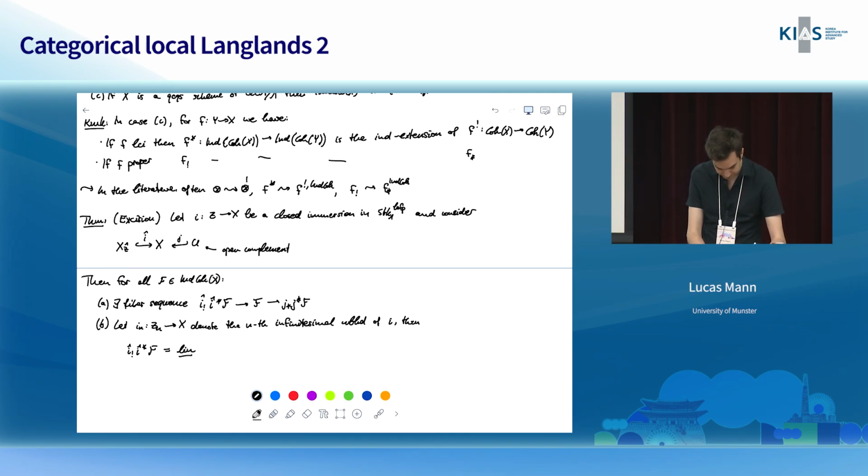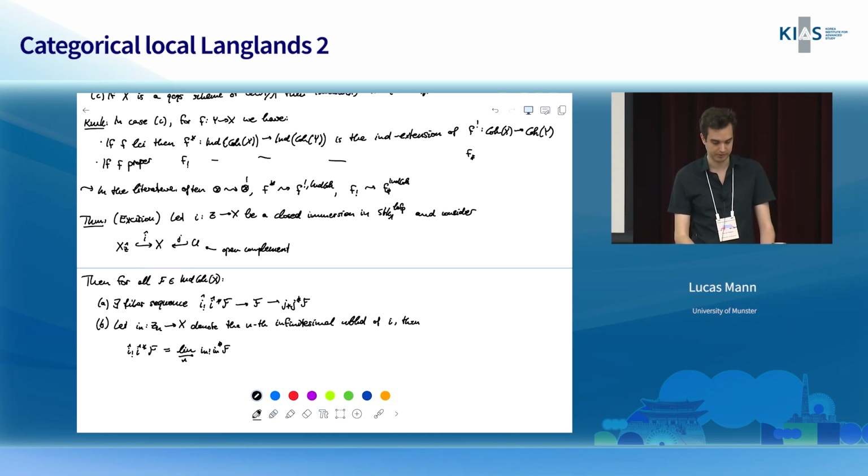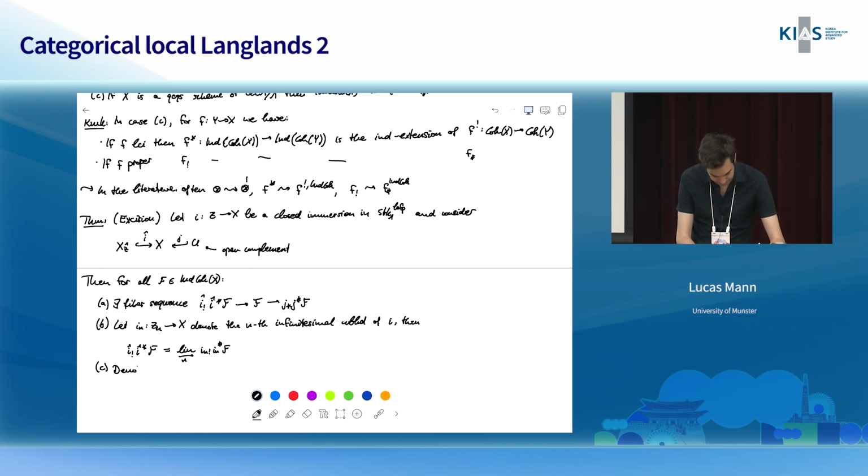Namely, first of all, this first part in the excision sequence is just a colimit over the pullback shriek to all these infinitesimal neighborhoods. Okay, so that's good. And now we need one more thing, because that's still talking about these infinitesimal neighborhoods, which I also want to avoid. So we can avoid this with the last piece.